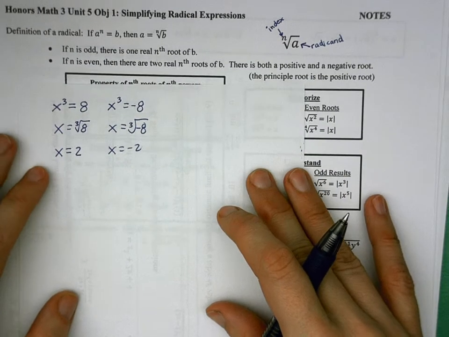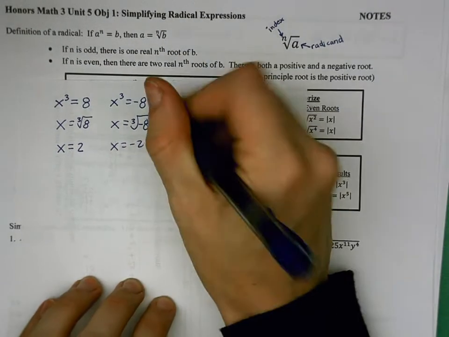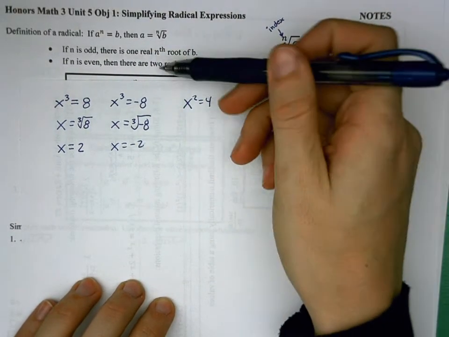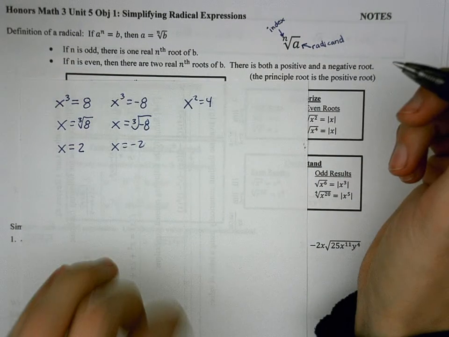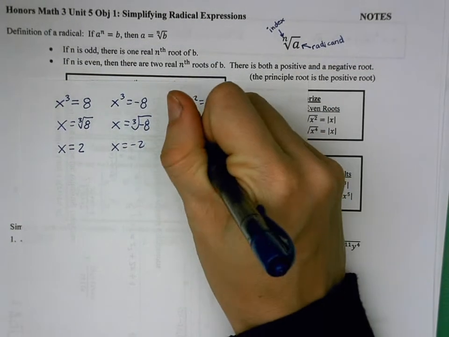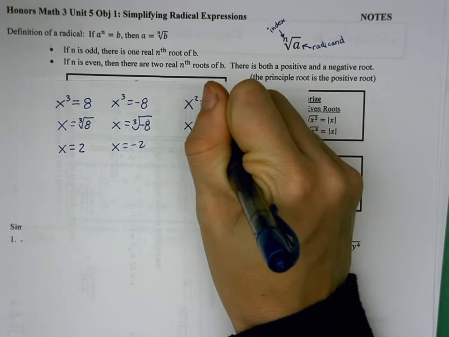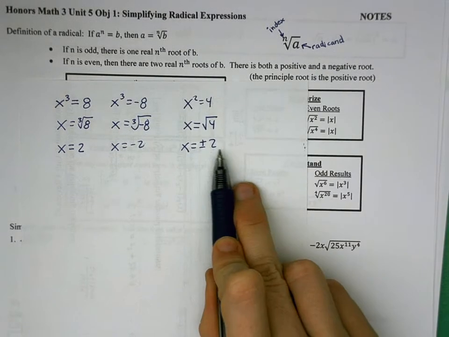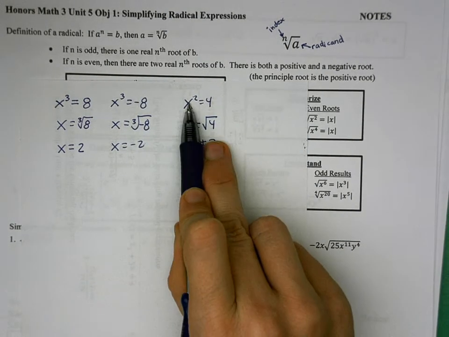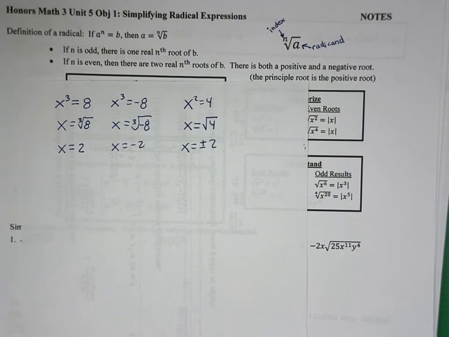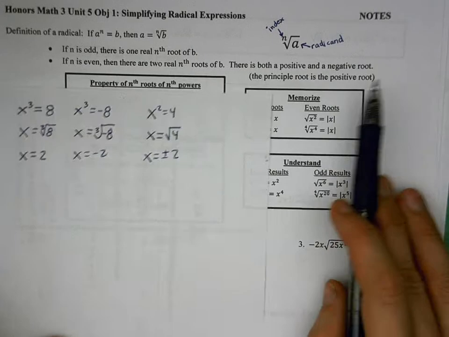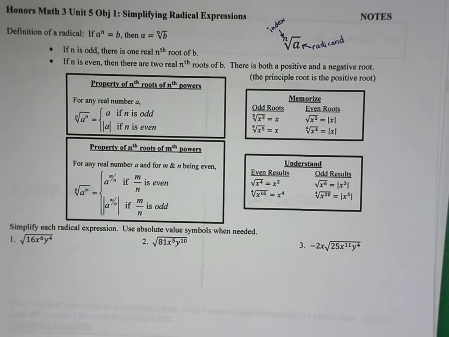Versus when we have even powers, right, so maybe x squared equals 4. Well, now when we solve, we actually have two real nth roots of b. There's a positive and a negative root that potentially could result from square rooting 4. This could be positive 2 or negative 2, because either of those numbers, when I plugged them into x squared, I'd get 4 for them. And the principal root is the positive root, the 2 in this case. Okay, that fact contributes to part of our simplification process.